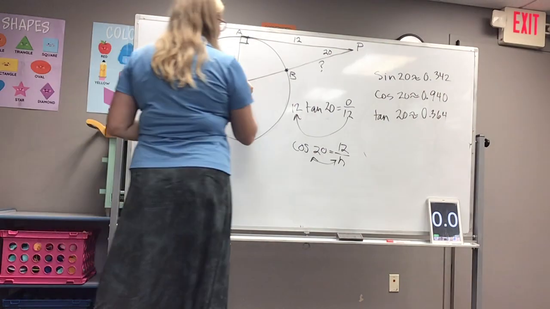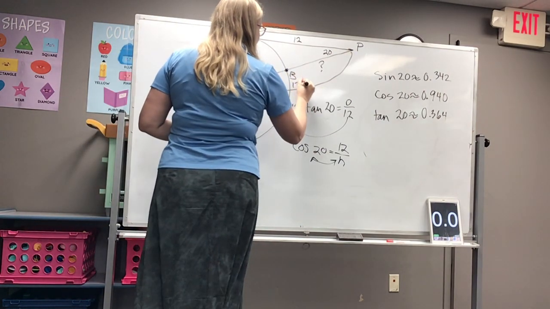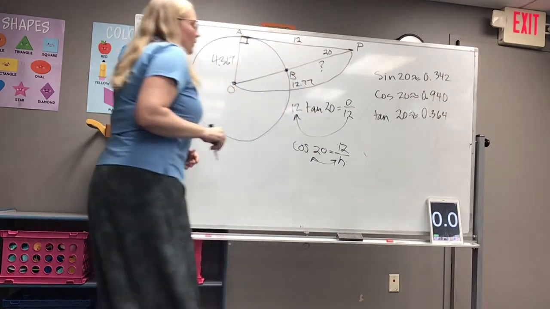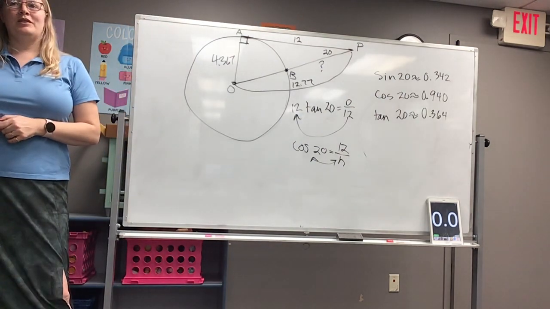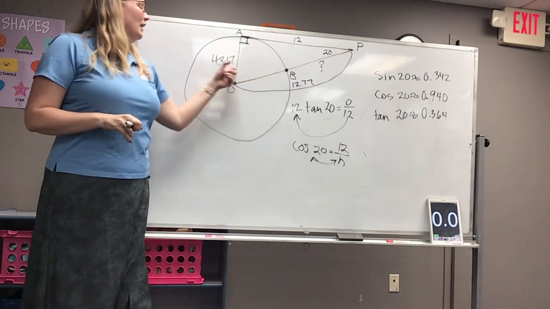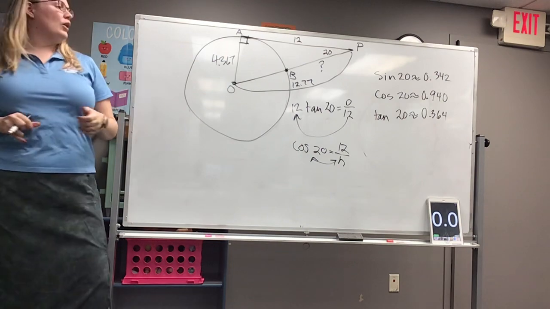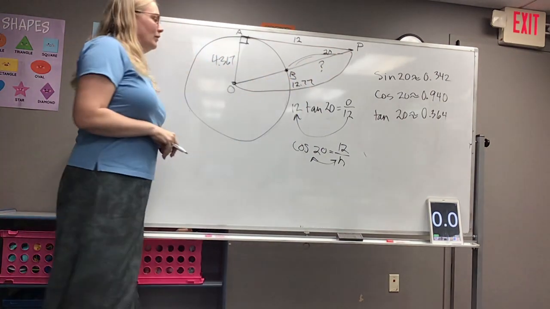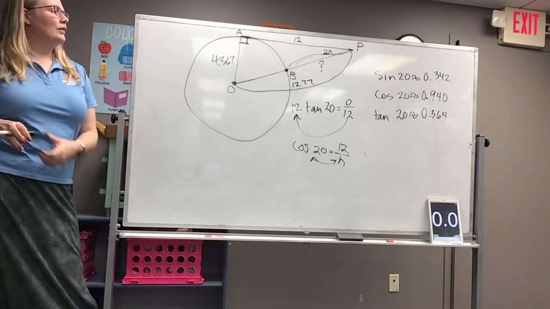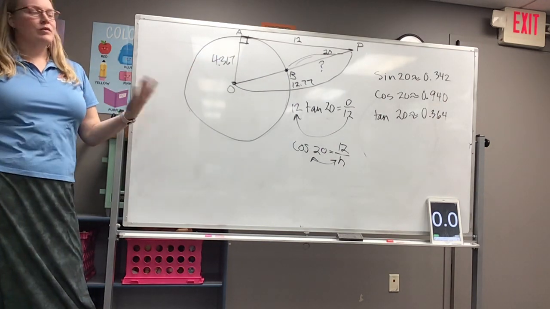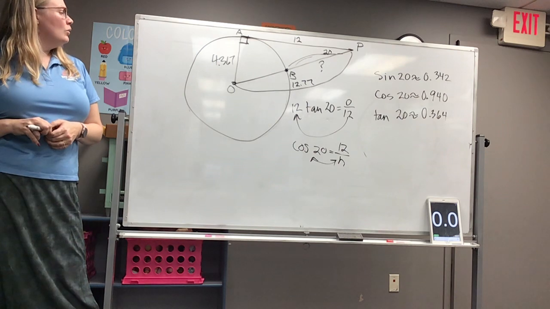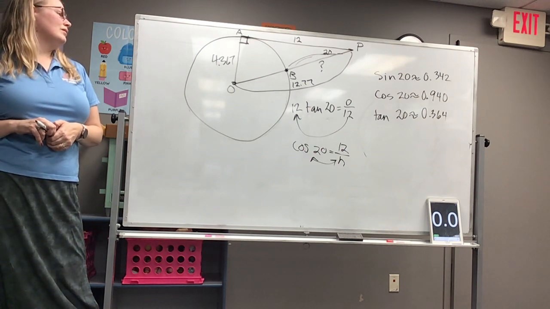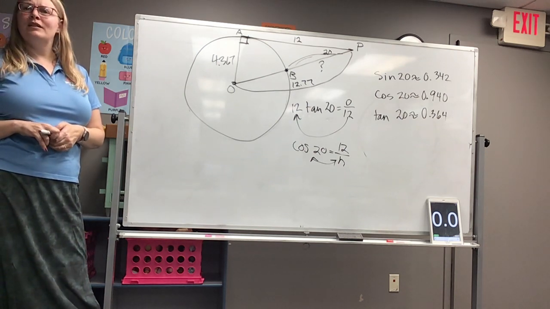12.77. 12.77? All right, is that my final answer? No, we need to be subtracting out our radius so that we can find just this length. So we're going to take 12.77 and subtract our 4.37, which would leave 8.4 roughly.